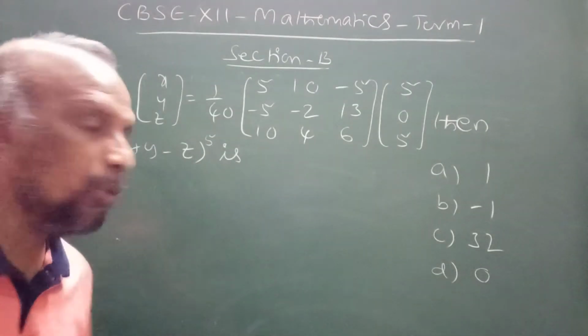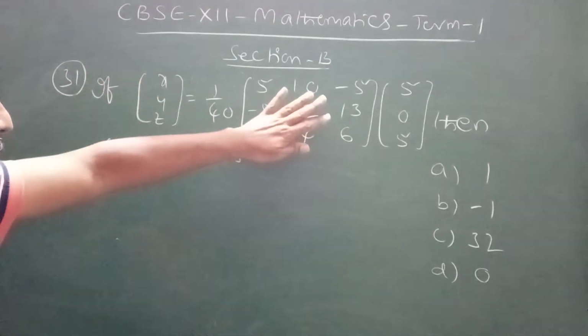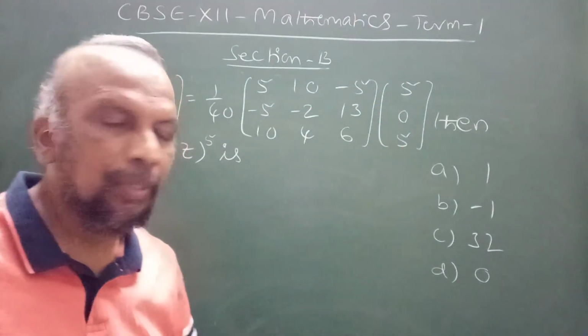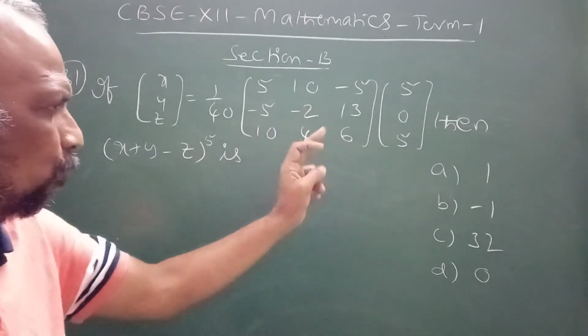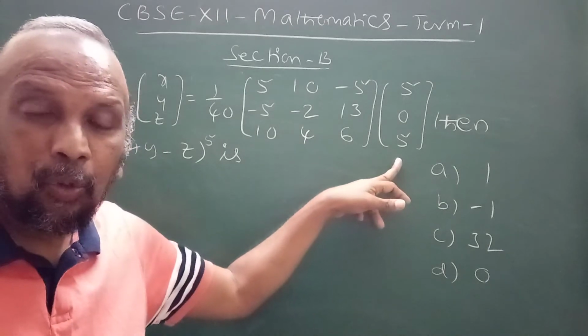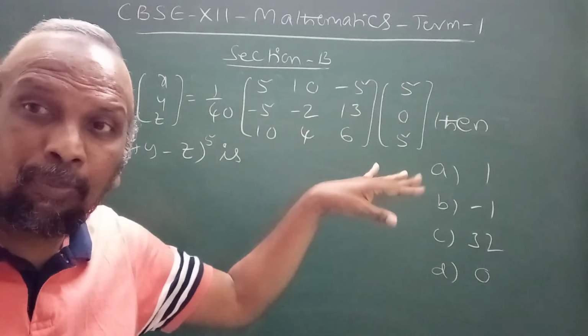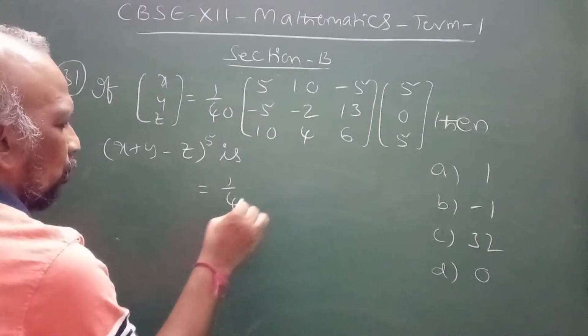This is a very simple problem. They are given this matrix XYZ, a 1 by 3 matrix, times a 3 by 3 matrix with entries 5, 10, -5, -5, -2, 13, 10, 4, 6, times a 3 by 1 matrix. So this is 3 by 3, this is 3 by 1, and you get 3 by 1. I can multiply; it comes 3 by 1 only.